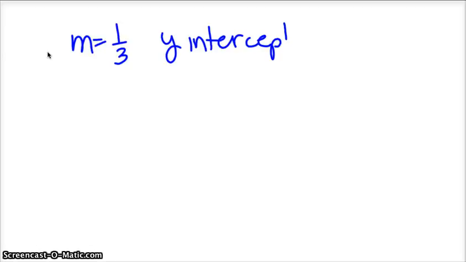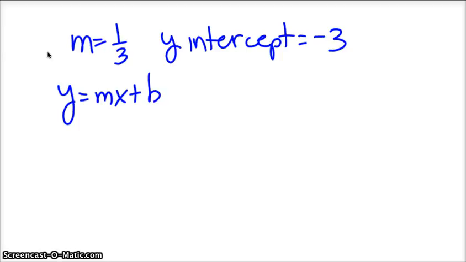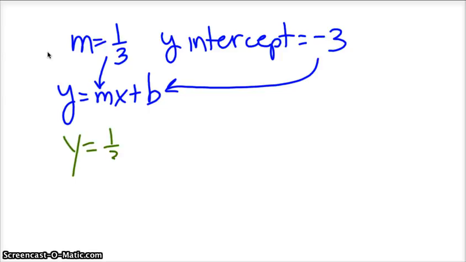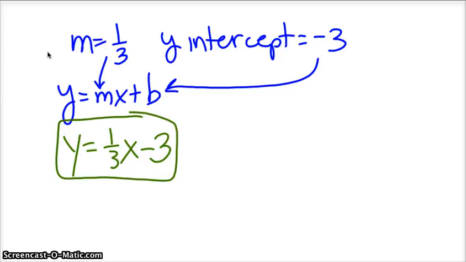So these are the test corrections to your Chapter 5 test. Number one here, if our slope is 1/3 and our y-intercept is equal to -3, they're simply asking you to drop those values into y equals mx plus b. The 1/3 will get dropped in there, the -3 will get dropped in there, and your final answer will be y equals 1/3 x minus 3. And you are finished with that question.